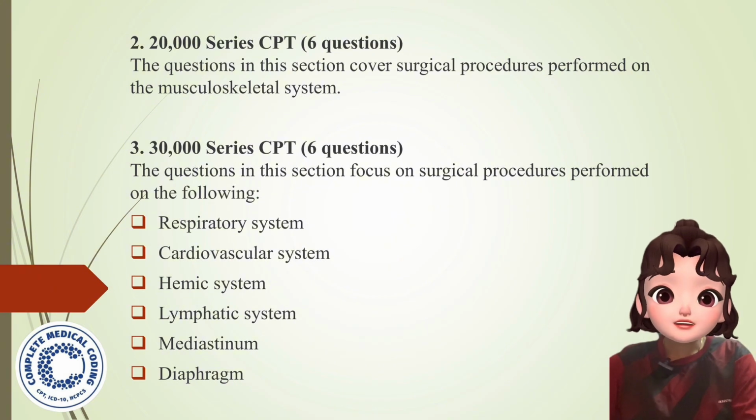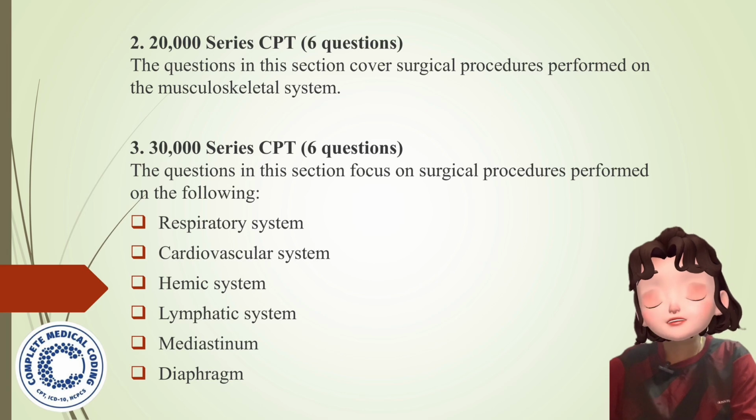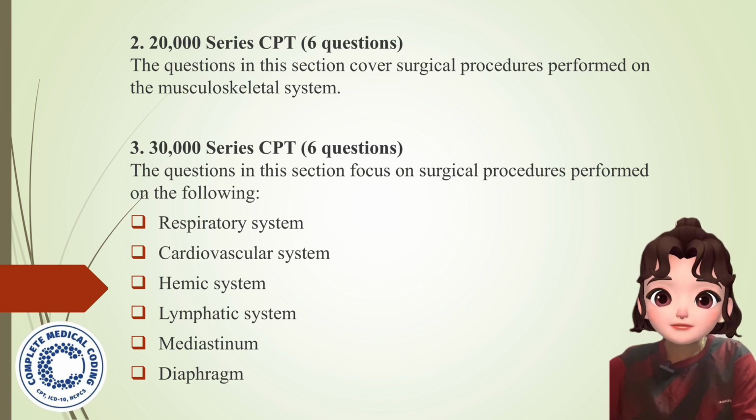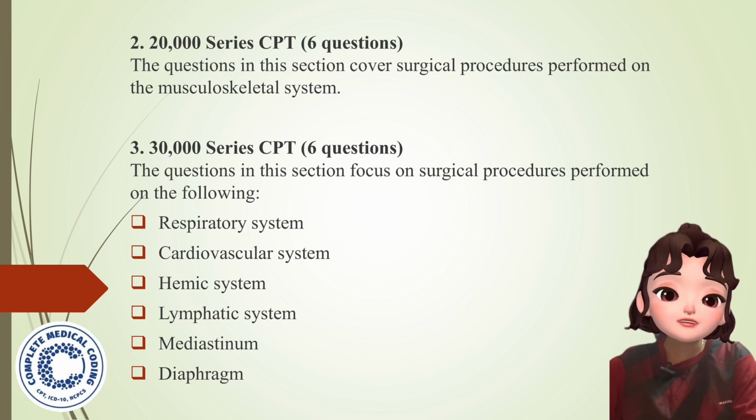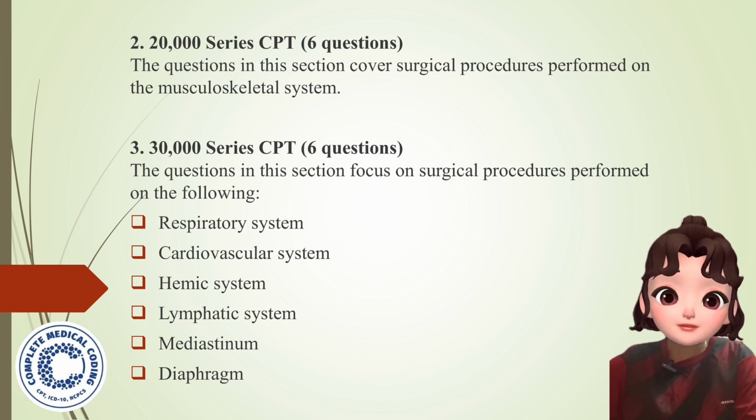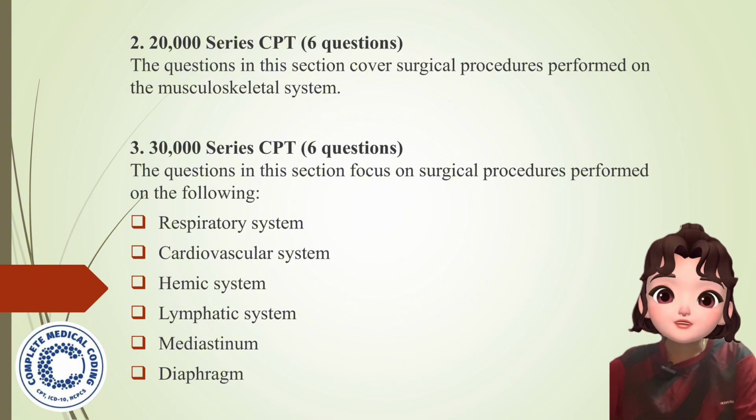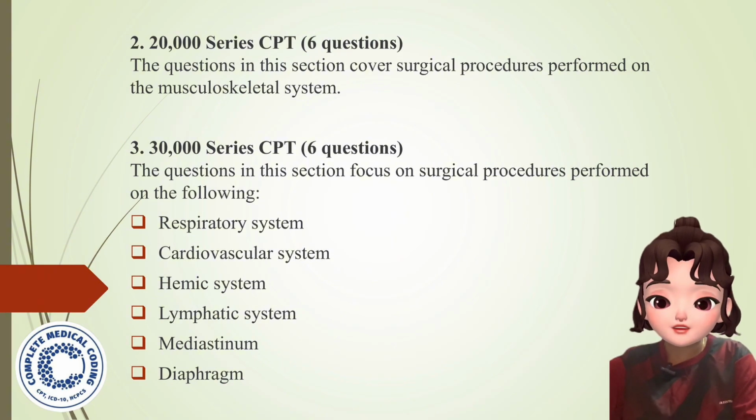Now when you move to the 20,000 series, again 6 questions. The 20,000 series is the musculoskeletal system. The questions in this section cover surgical procedures performed on the musculoskeletal system. There is nothing in detail mentioned. It's a simple chapter as well, so you'll be getting more common questions from the musculoskeletal series, and there is no particular point to learn from that.